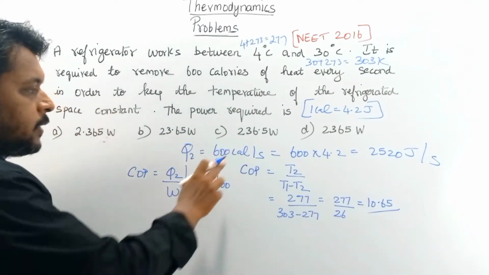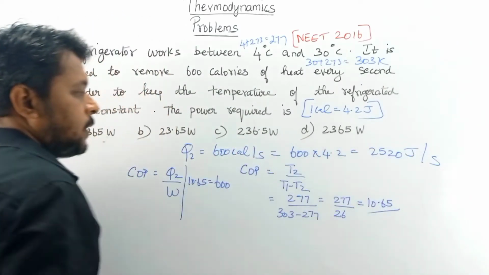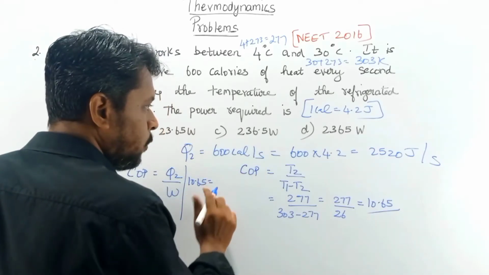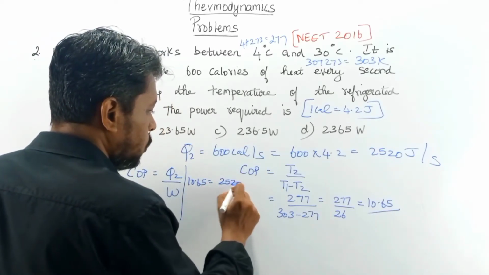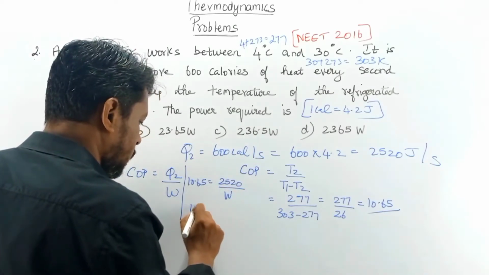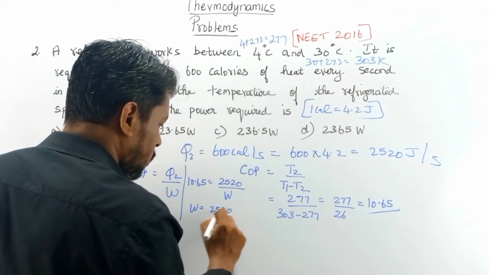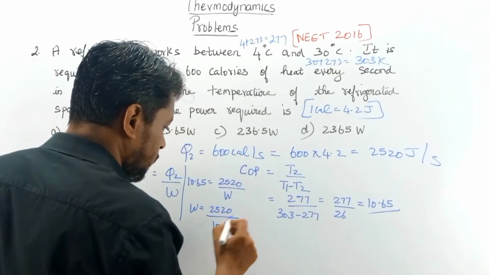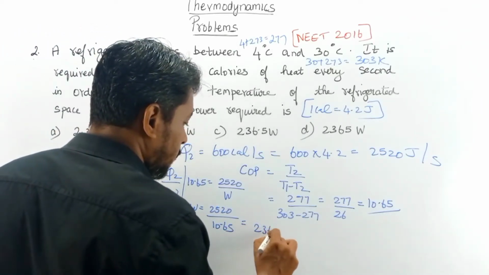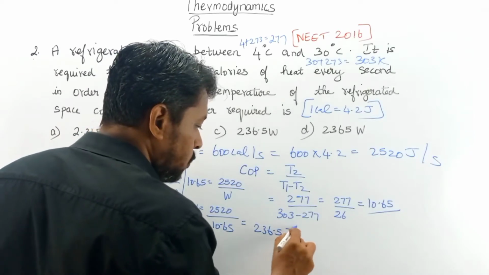Okay, as it is calories per second, it's joules per second. So 600 into, so this Q2 value will become 2520. So I have converted into joules by the work done. So work done will be equal to 2520 by 10.65, which is approximately 236.5 joules per second.